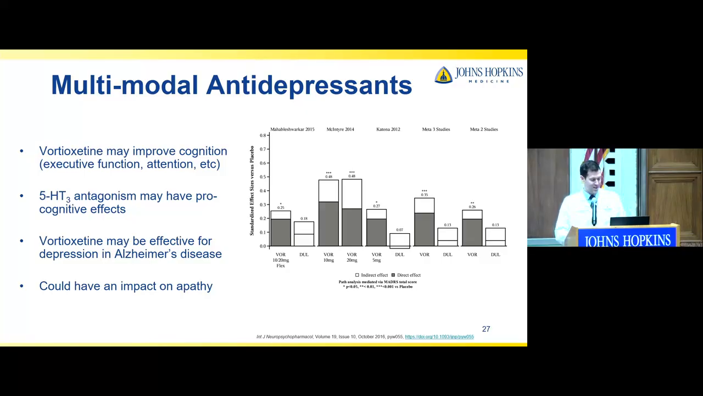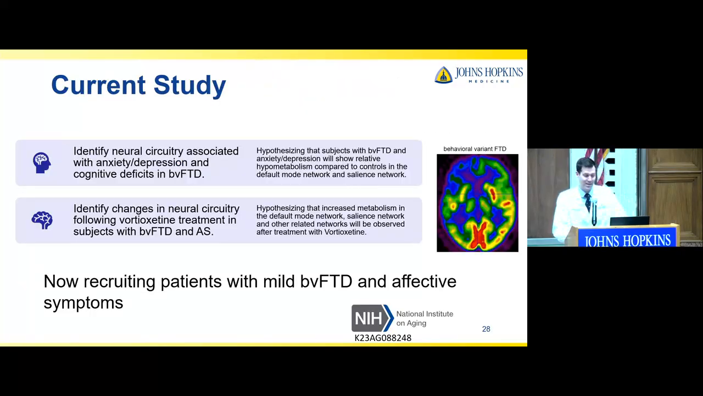So for all of these reasons, I think there were interesting reasons to explore vortioxetine's effect in FTD, which has never been done. No one's ever done that before. And that's what led to the hypotheses underlying the current study that Dr. Lenar is referring to, that I'm really excited to be embarking on. The goals of this study are first to identify the underlying neural circuitry associated with anxiety and depression, these affective symptoms, in early bvFTD. We want to start by understanding what changes in the brain might explain these symptoms. We have some hypotheses that changes in the salience network and the default mode network are particularly important in the development of these symptoms.